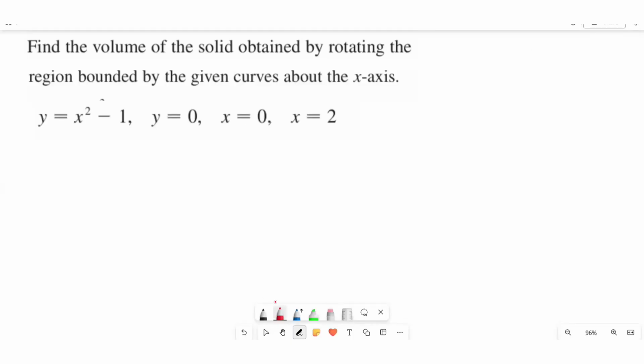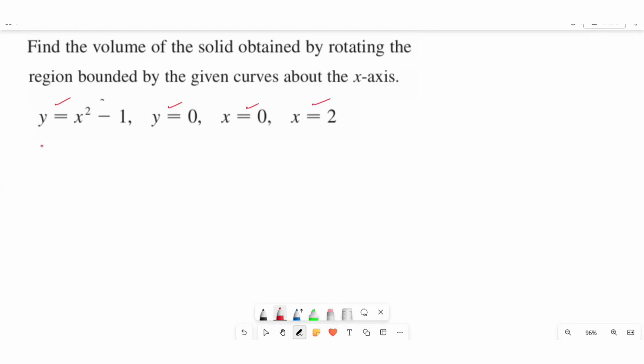So what we're looking at today is integration, and we're going to be dealing with volume of solids, right? We're going to rotate this around the x-axis. So let us look at the conditions we have. We have y is equal to x squared minus 1. We have y is equal to 0, x is equal to 0, x is equal to 2.